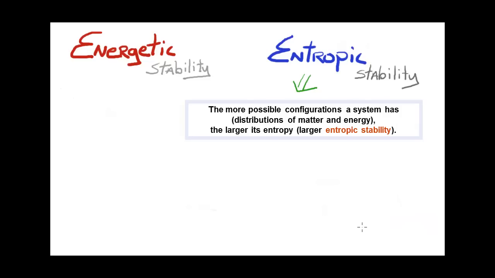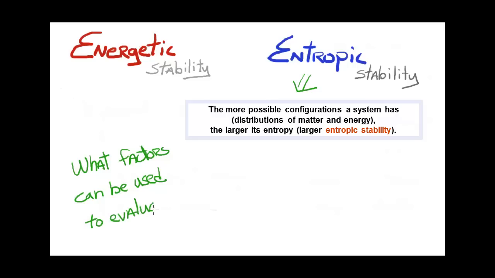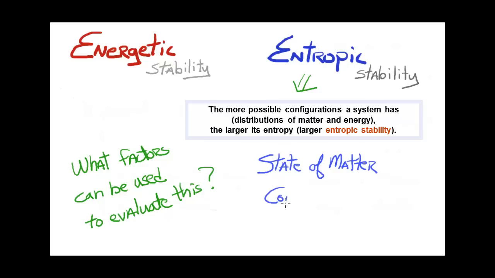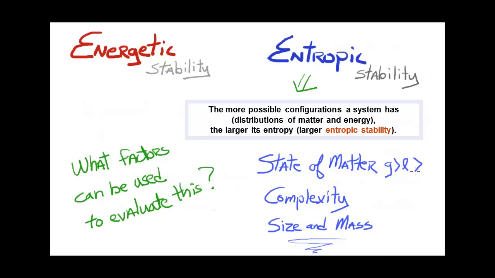Entropic stability refers to the possible number of configurations a system has to distribute the matter and energy it possesses. The more possible configurations the system can access, the larger its entropy, and hence the larger its entropic stability. The factors we can use to evaluate this qualitatively are: what is the state of matter of the substance? What is its relative complexity? Size and mass are factors. For example, with state of matter, gases have a higher entropy than liquids and solids in general. And we can use all of these factors to evaluate increasing entropic stability when we compare two substances.